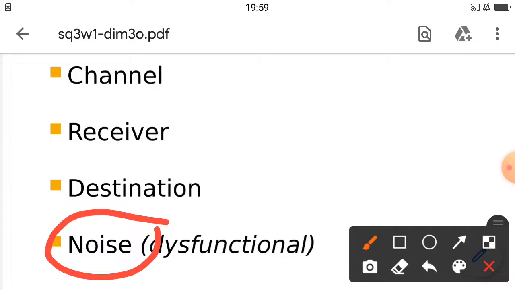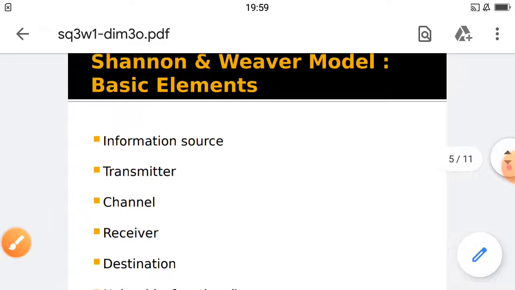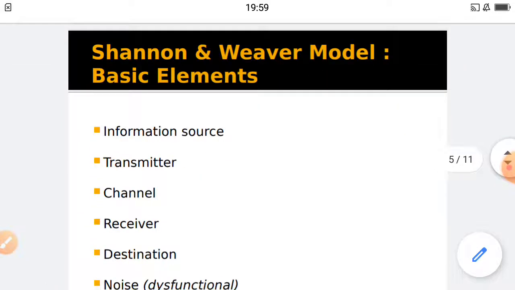It is a dysfunctional factor, any interference with the message traveling along the channel, which may lead to the signal received being different from the one that is sent. So that is due to the noise factor, and that is a dysfunctional factor. And so these are the basic elements in the Shannon and Weaver model.